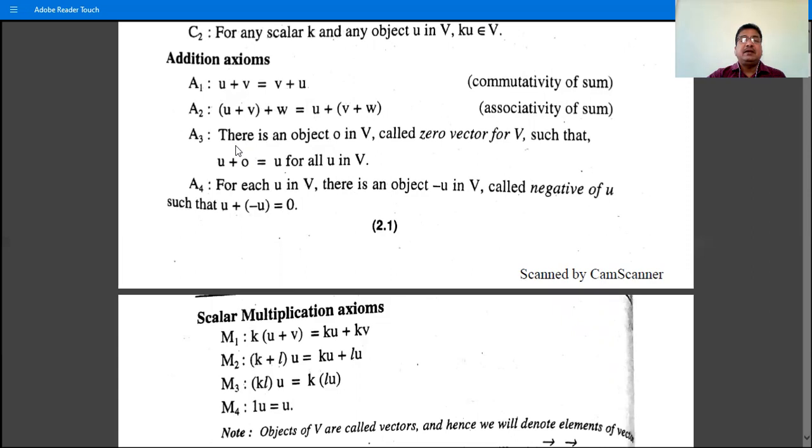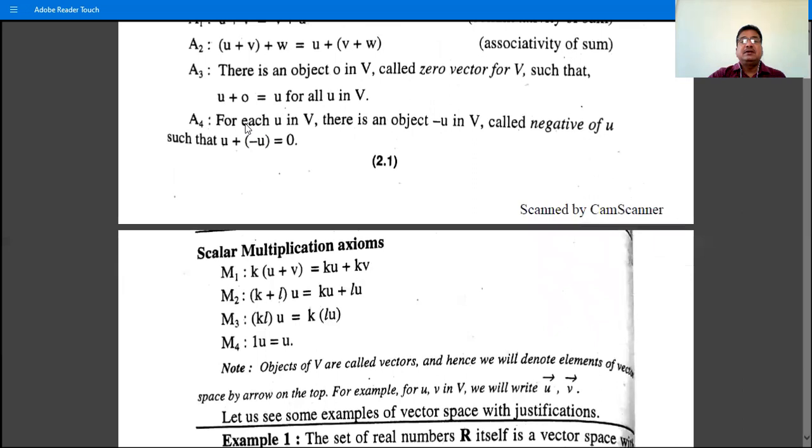Then the third property of addition: there is an element 0 in V, called the zero vector for V, such that u + 0 = u for all u in V. There exists one element called the zero element. The notation for the zero element is 0, such that u + 0 is u for all u in V. That is, if you add that element to any element of V, we get the same element. If such an element exists, it must exist in V.